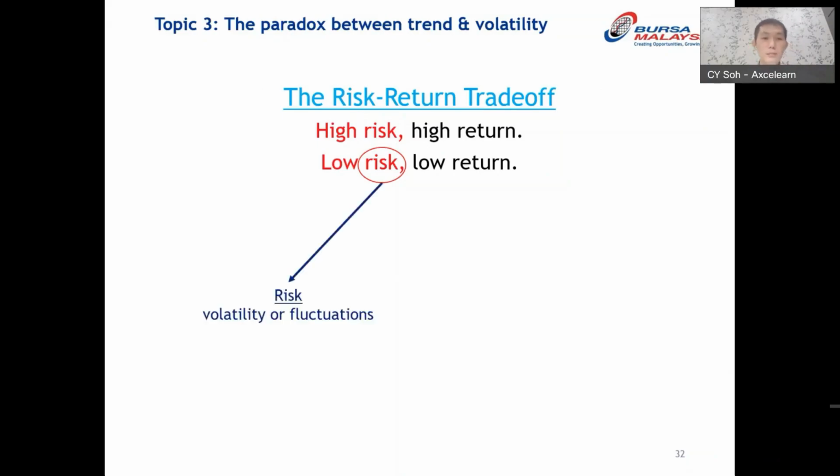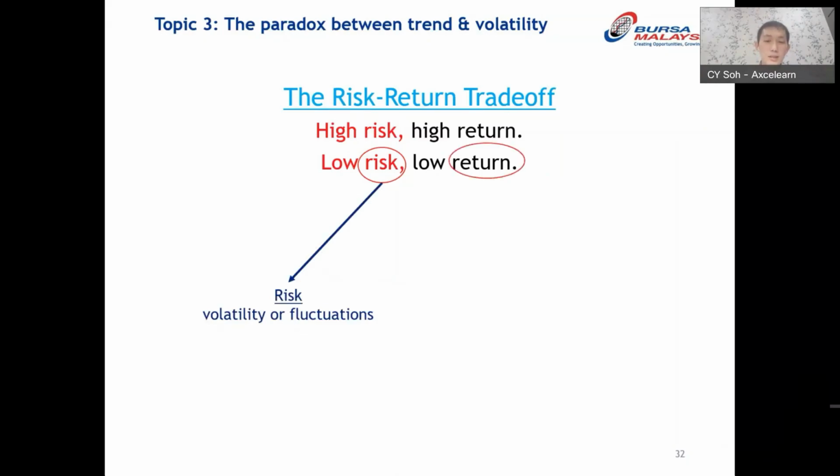Now, risk actually means volatility as well as fluctuations. It is a very neutral word. Risk is not losing money. Risk refers to volatility and fluctuations. And remember, earlier I mentioned that it is important that you are in the correct direction. Then you don't have to worry about risk so much.